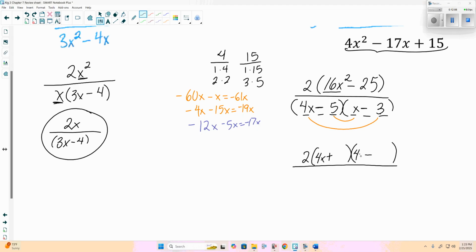4x and 4x. What times itself is 25? So we'd have 5 and 5, yes? So if something's going to match, it's going to have to match up with either 4x plus 5 or 4x minus 5.